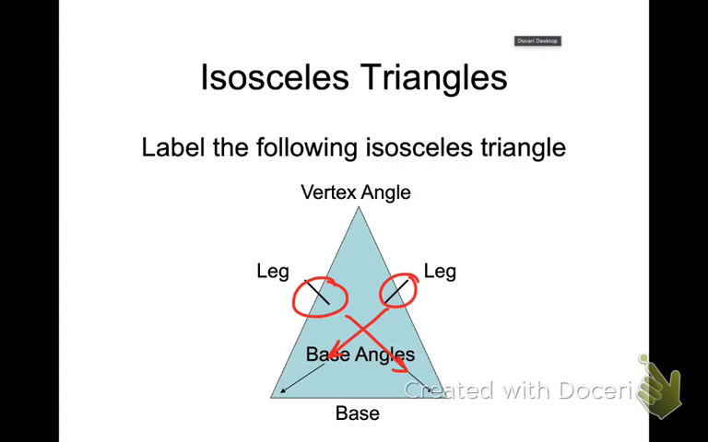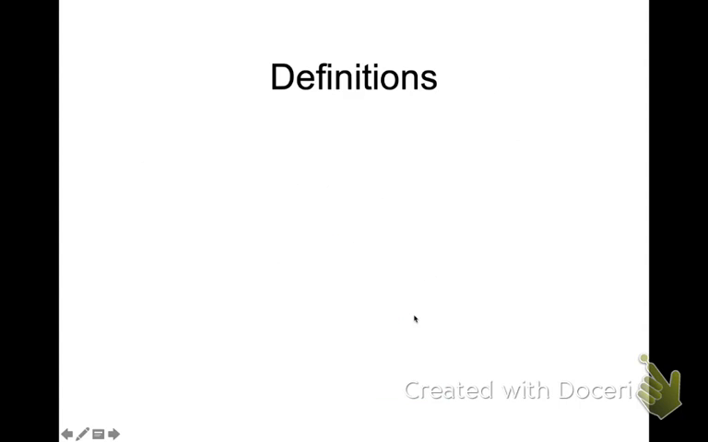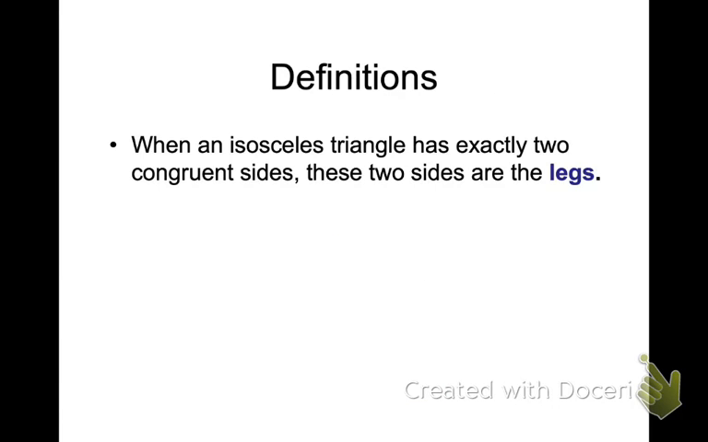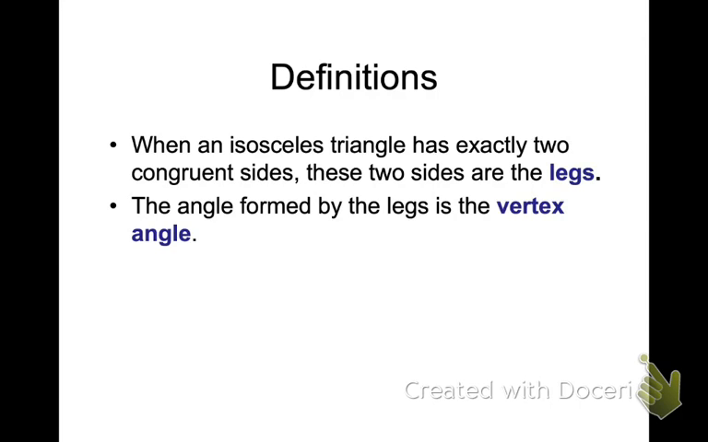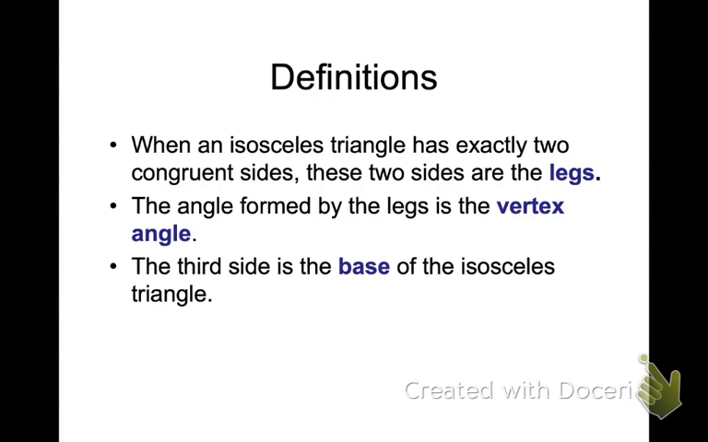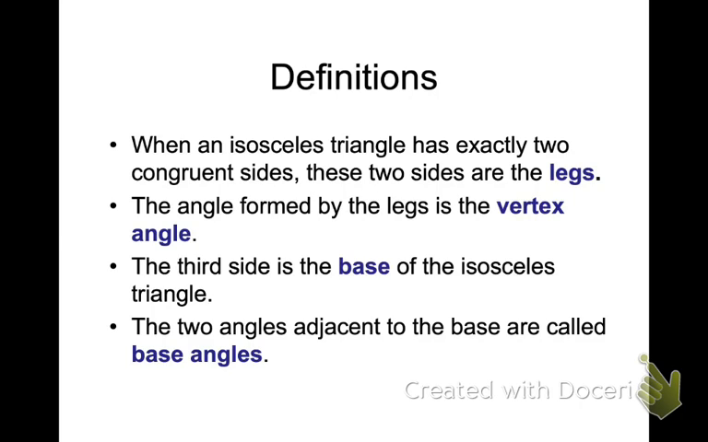So in an isosceles triangle, you have a vertex angle, which is the included angle between the two congruent legs. You have base angles, you have two legs, and a base. So we're just putting these into definitions, fill in the blanks. When an isosceles triangle has exactly two congruent sides, these two sides are the legs. The angle formed by the legs is the vertex angle. The third side is the base of the isosceles triangle. And the two angles adjacent to the base are called base angles.